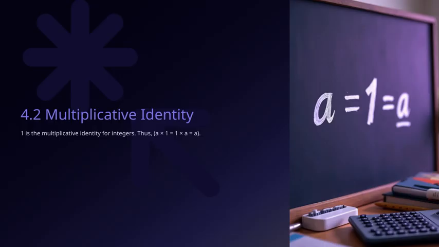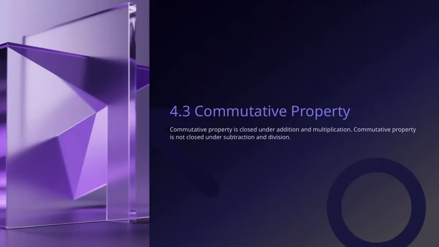And as we continue exploring properties of numbers, keep in mind how this identity acts as a foundation for many other mathematical principles. Let's take a closer look at the commutative property. This property tells us that when it comes to addition and multiplication, the order in which we perform these operations doesn't actually change the result. In other words, if I add two numbers, say a and b, then a plus b is the same as b plus a. The same idea applies to multiplication.